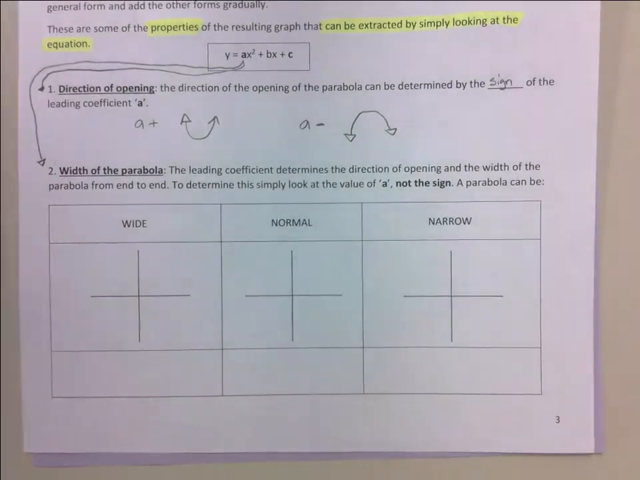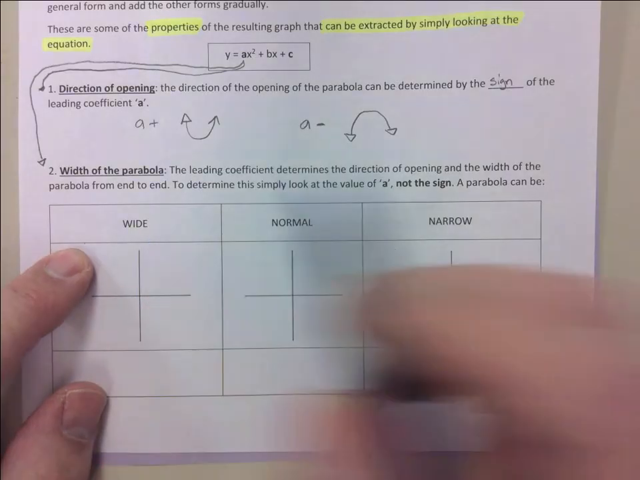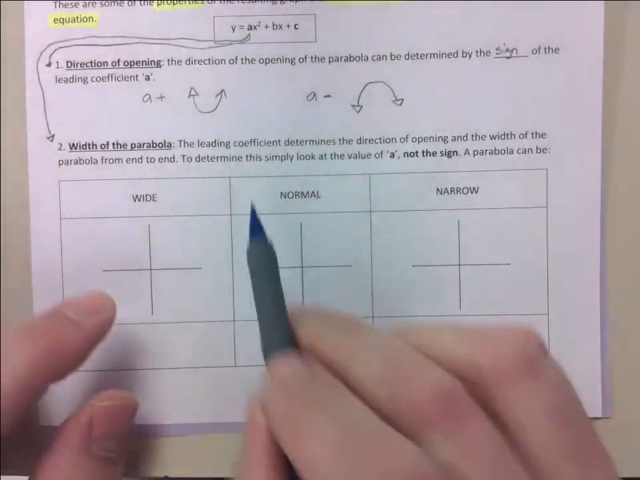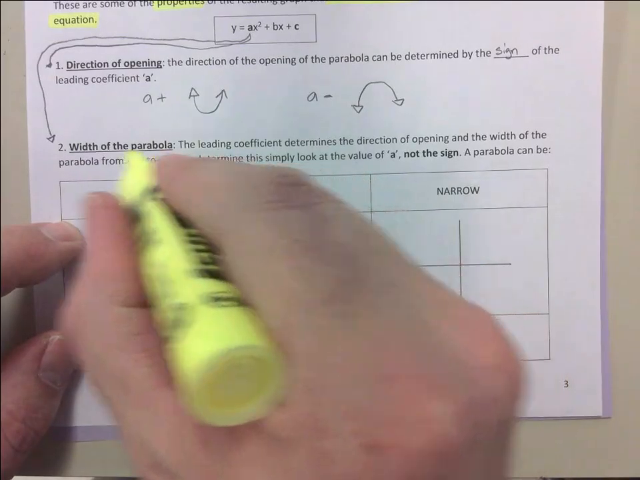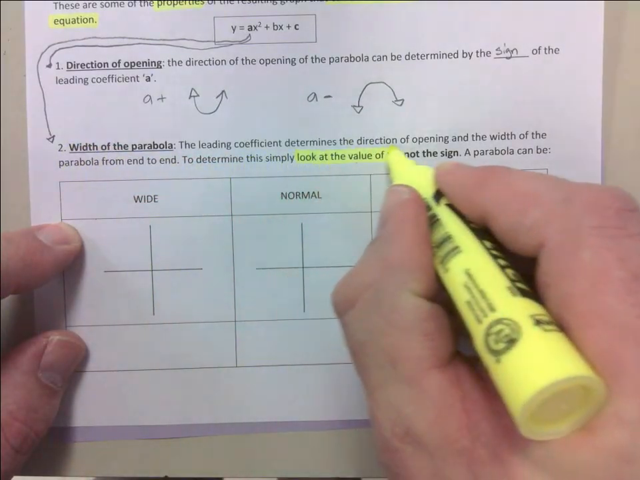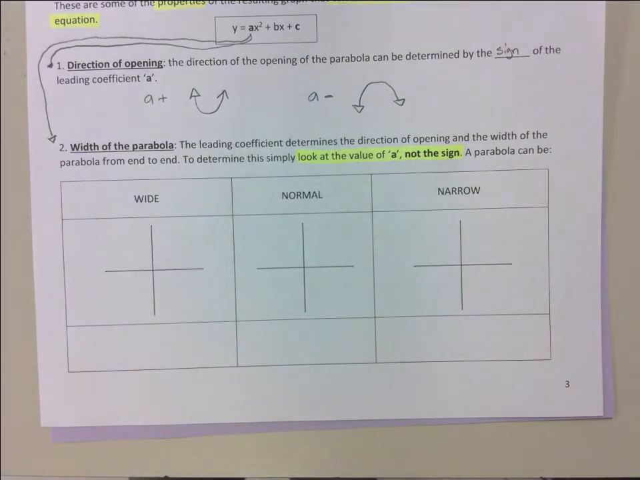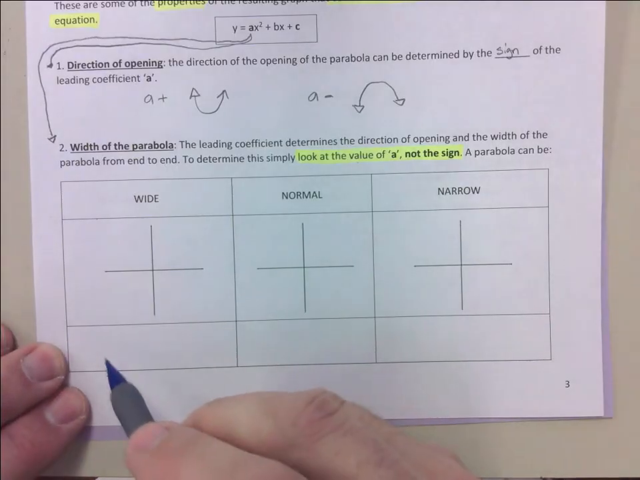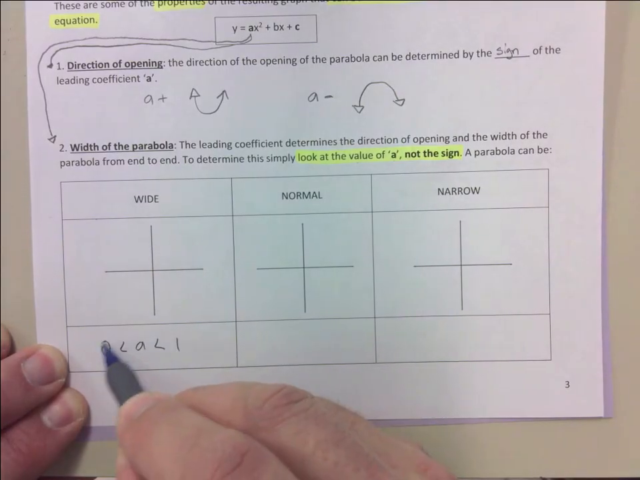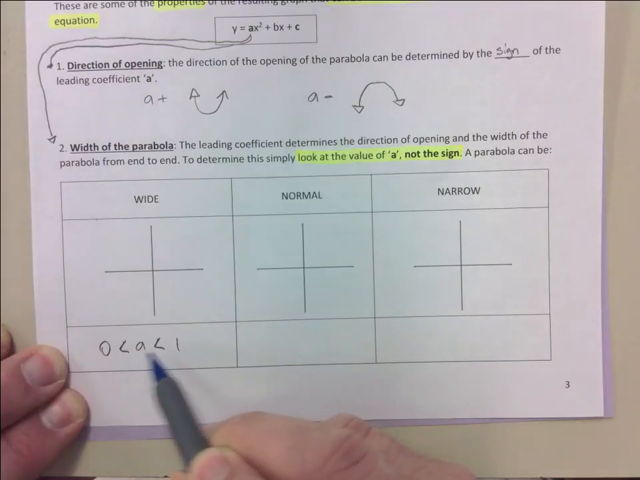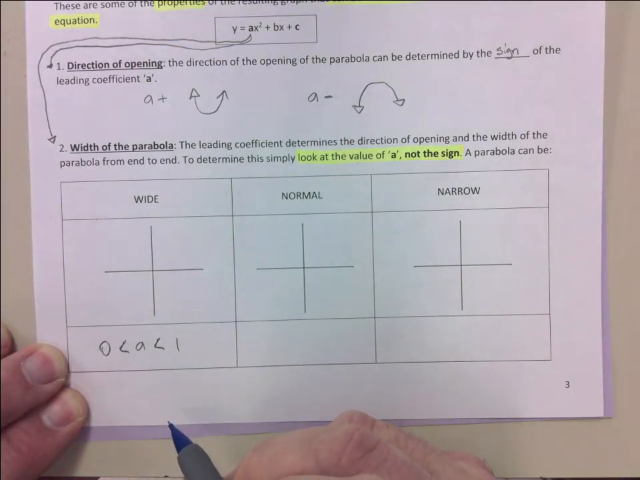Keep going. The width of the parabola. I need you to know this, but it's not critical for being successful in the unit, though I will ask you from time to time. To determine the width, you look at the value of A, not the sign. So the numerical value. If A is between 0 and 1, it is going to be a wide curve.